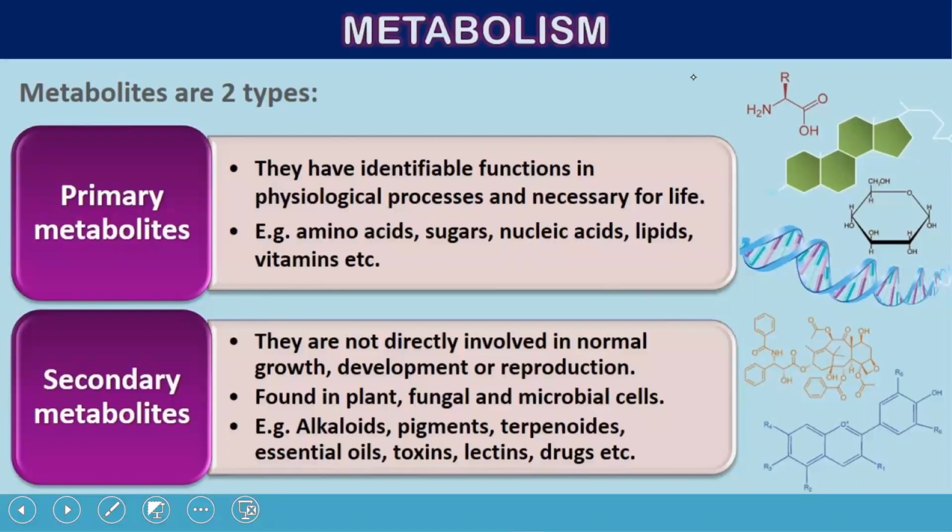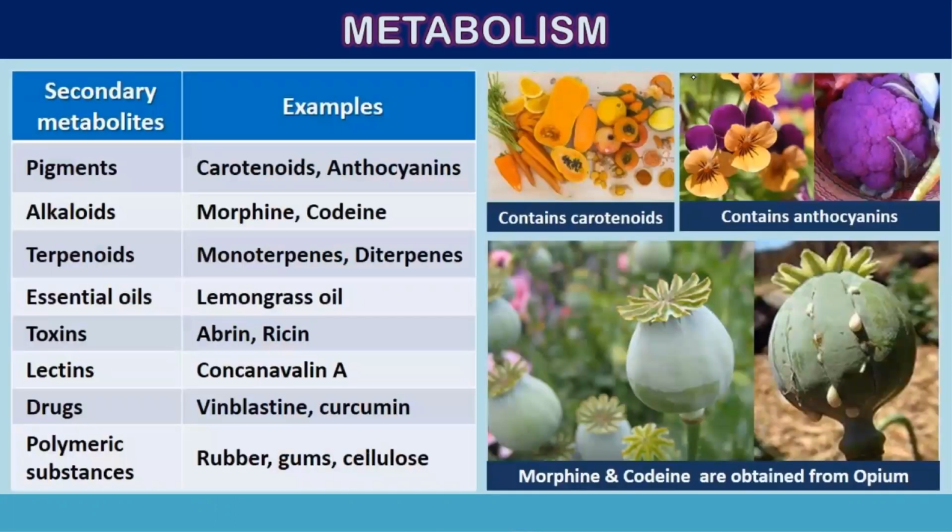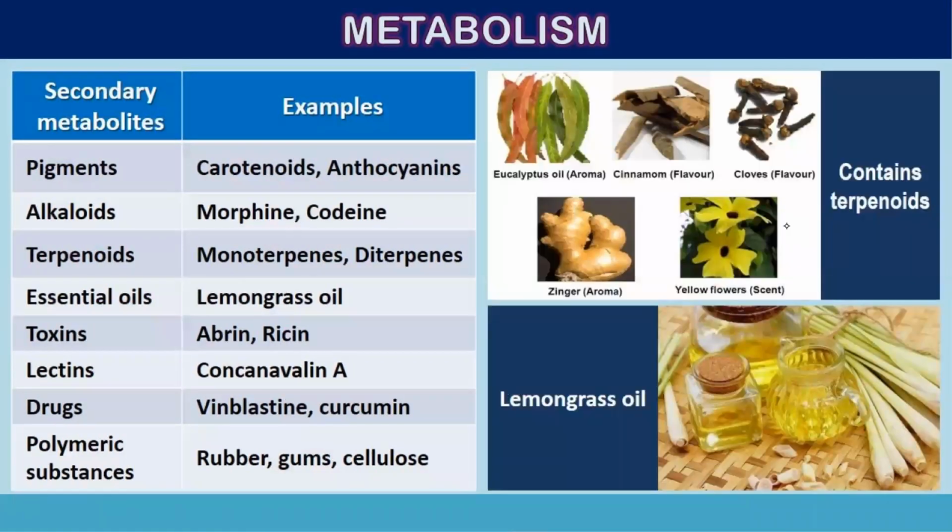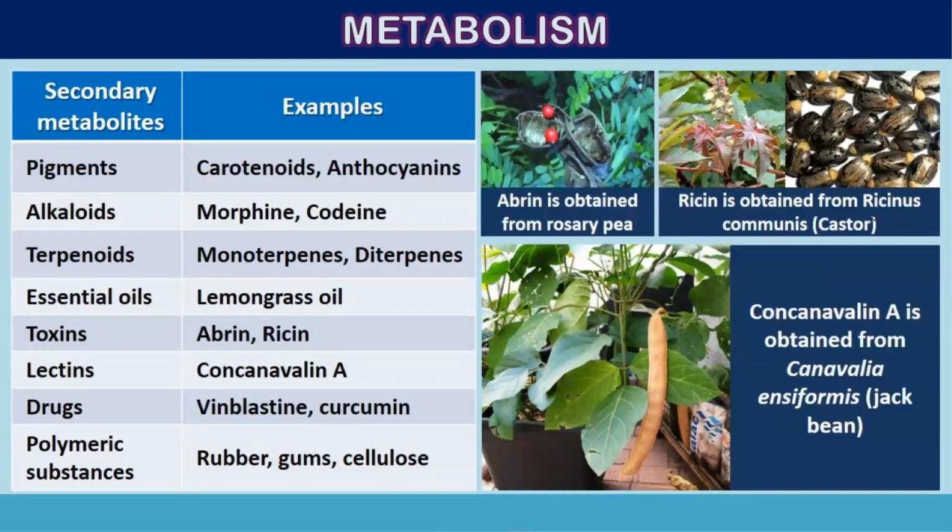Examples of secondary metabolites are alkaloids, pigments, terpenoids, essential oils, toxins, lectins, drugs, and polymeric substances.